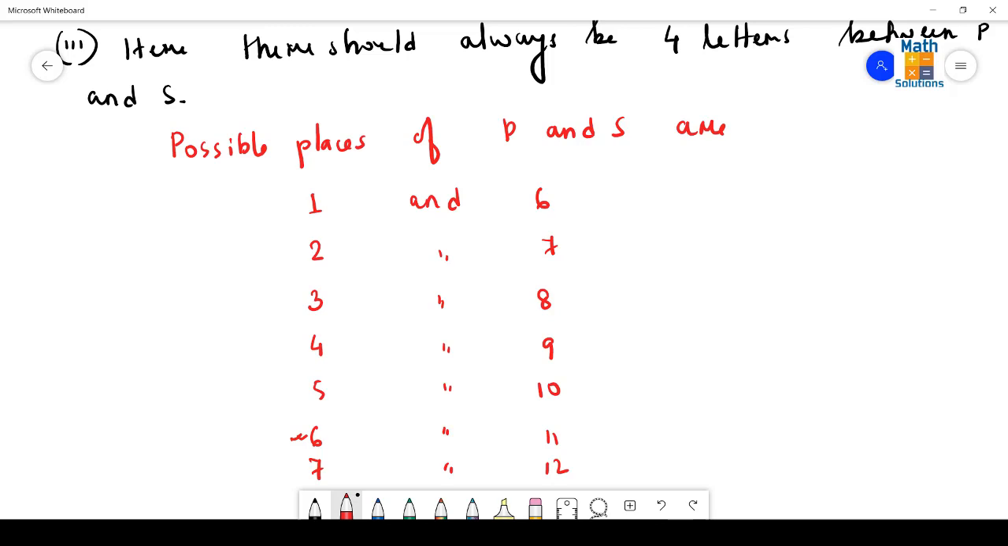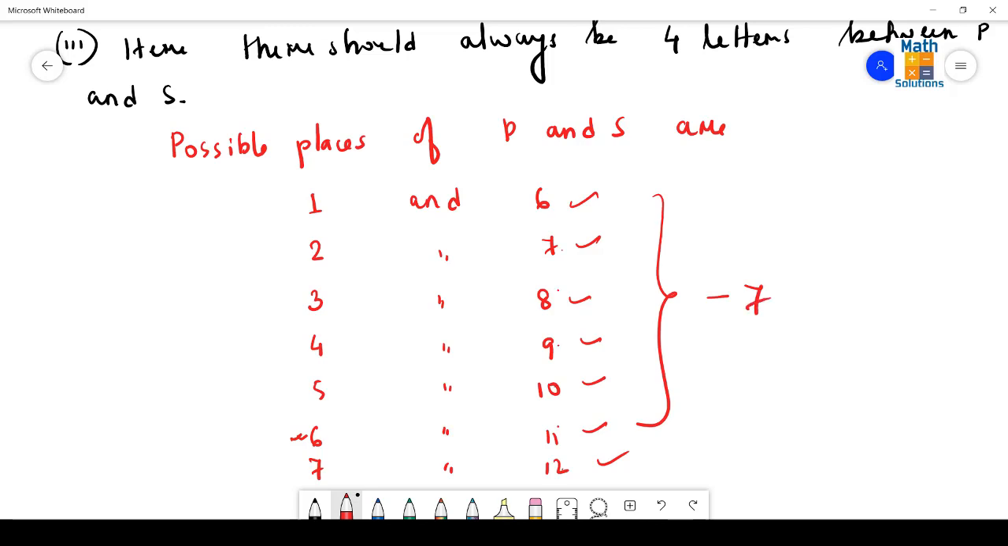So how many such options are we getting? 1, 2, 3, 4, 5, 6, 7. This means when P comes first and S comes later, we are finding 7 such positions.